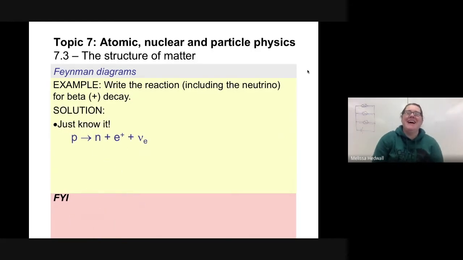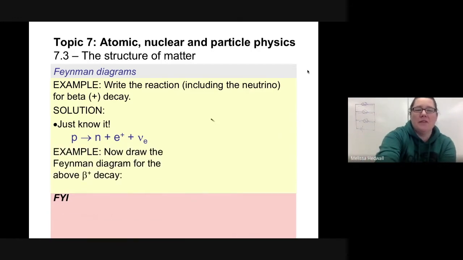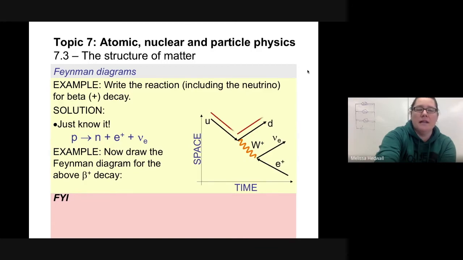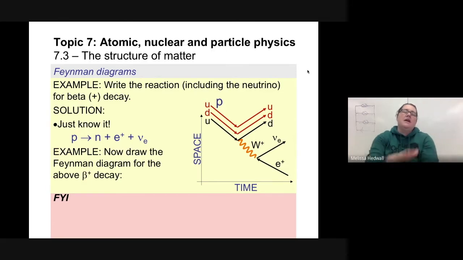So write the reaction, including the neutrino for beta decay. This is one that you should just commit to memory. And then with your Feynman diagram here, the proton is up, up, down. And so we would draw the other quarks that stay consistent, and those will go in there as well. But then that third line of quarks goes from that up in the proton, changing into a down to create a neutron.